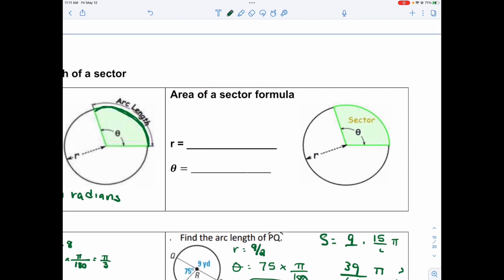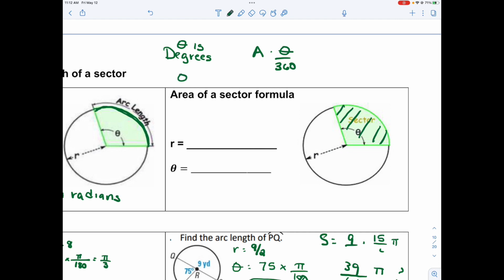Okay, let's look at the area of a sector. There are two formulas for the area of a sector. The area of a sector is really, we find the area of the entire circle, and then we multiply by the portion of the circle that we're finding. So for instance, this is the sector. The area of a sector formula is going to be one of two things. If theta is in degrees, then the area of that sector is going to be the area times theta divided by 360.